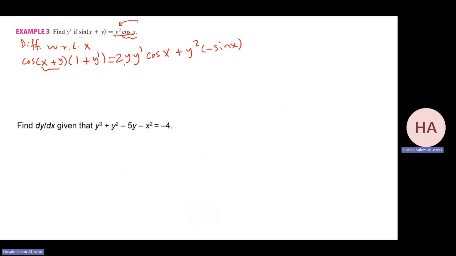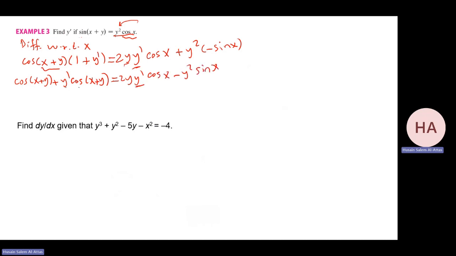Look, when I deal with y, I need y prime right away. Now, combine the ones with y prime on one side, and solve for y prime. So that will be what? Cosine x plus y, y prime, cosine x plus y. I can make it two steps, who cares? Cosine x minus y squared sine x.